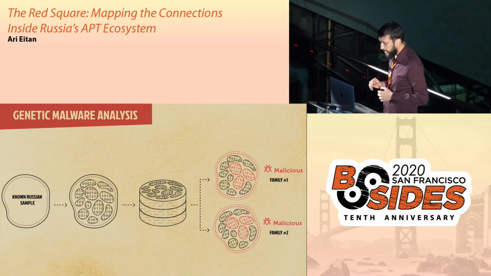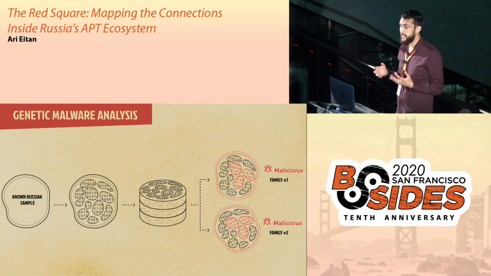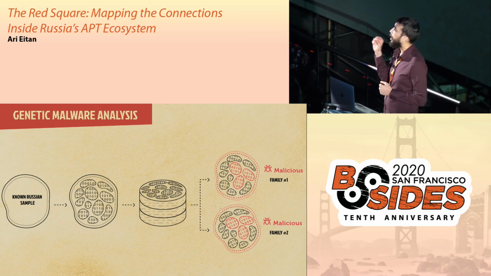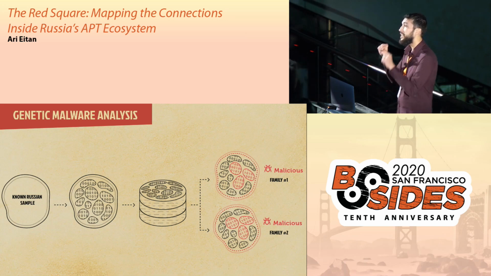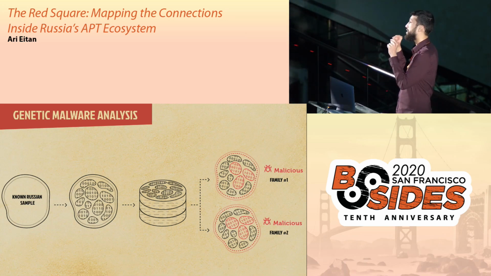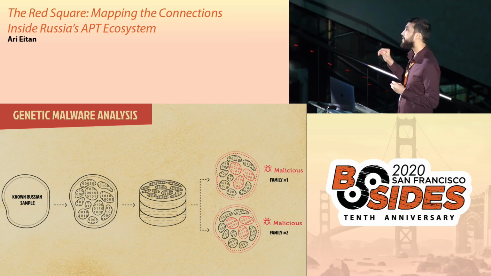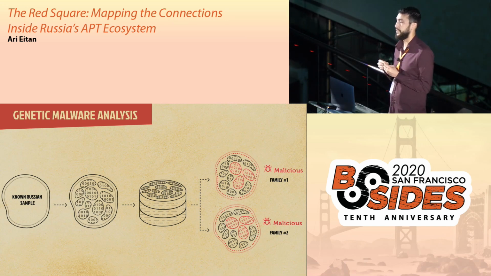For that, we used Intezer's genetic malware analysis technology, which basically means that for every sample of malware that we collected, we automatically disassembled and dissected each binary into thousands of small pieces of assembly. We refer to them as genes. And then we search in which other malware samples, Russian samples, we have seen those genes in the past using this genome database.